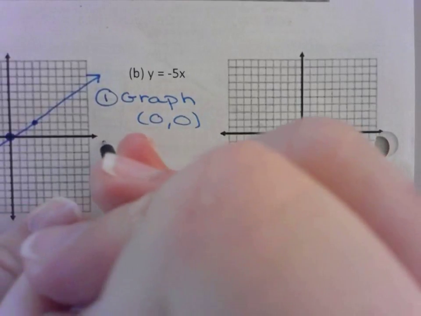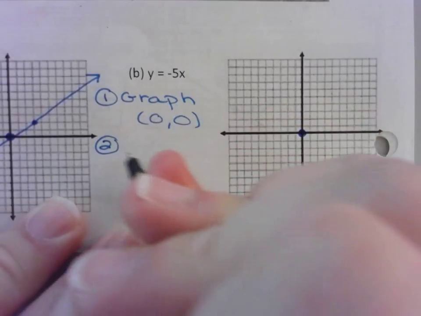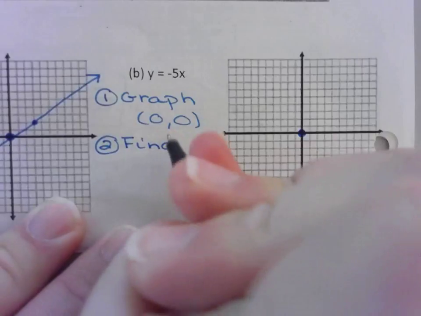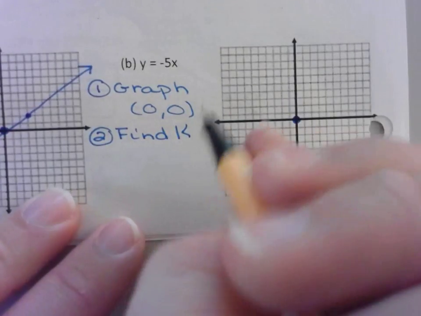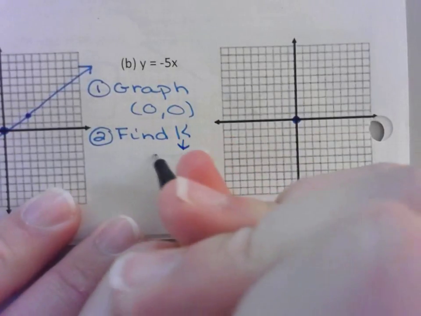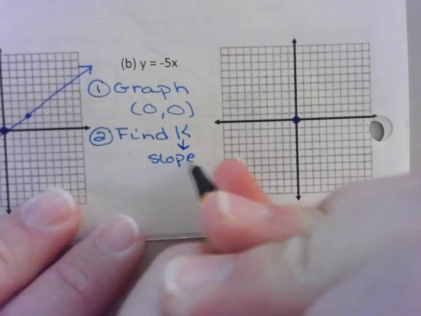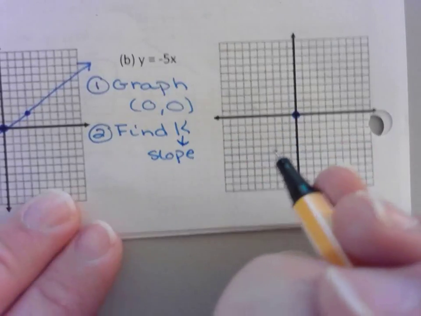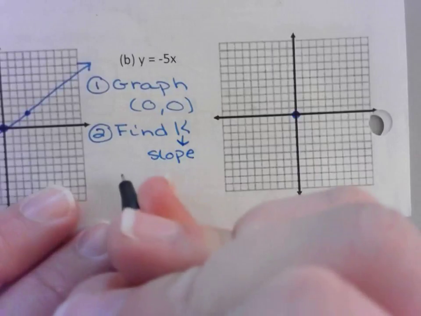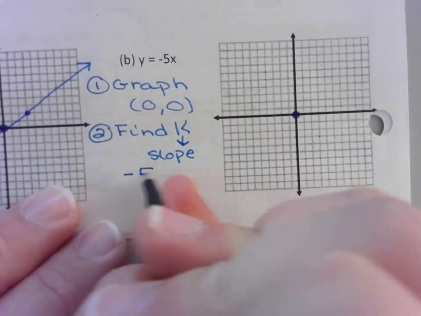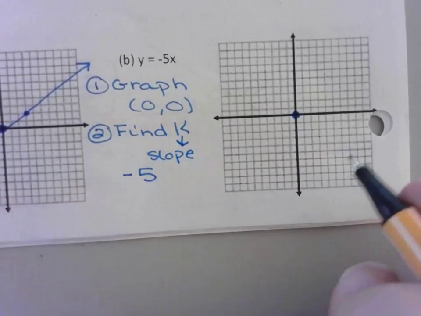Next thing I need to find is k, which is the constant of variation, which is the same thing as slope, which we'll talk more about in chapter 4, but we're just getting you introduced to this. What is my k value? Which is also slope.